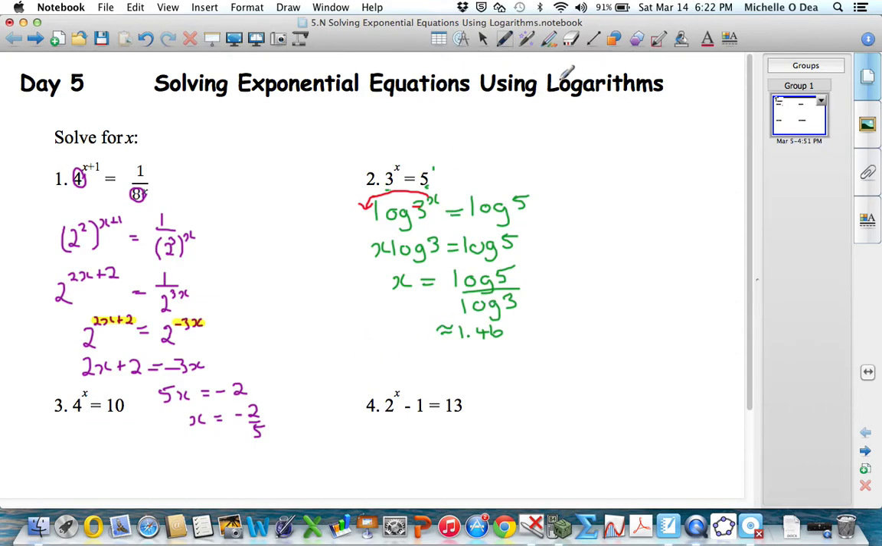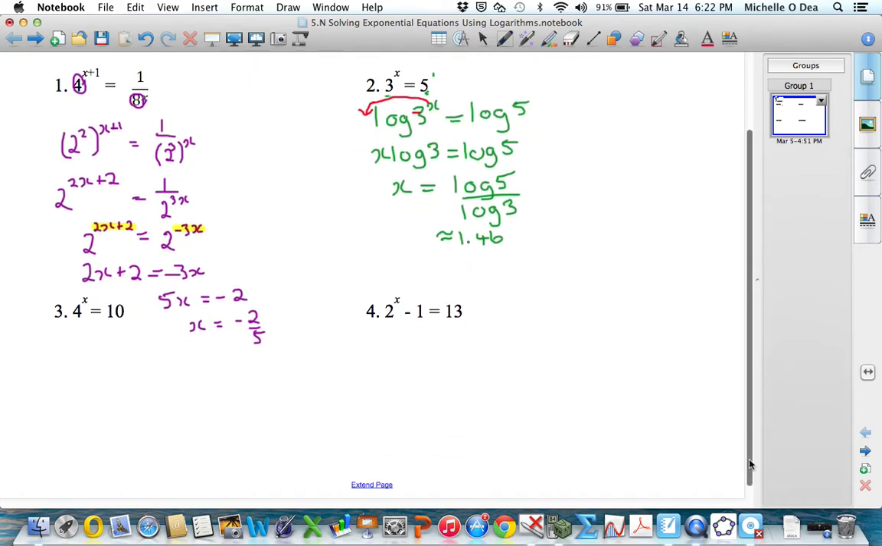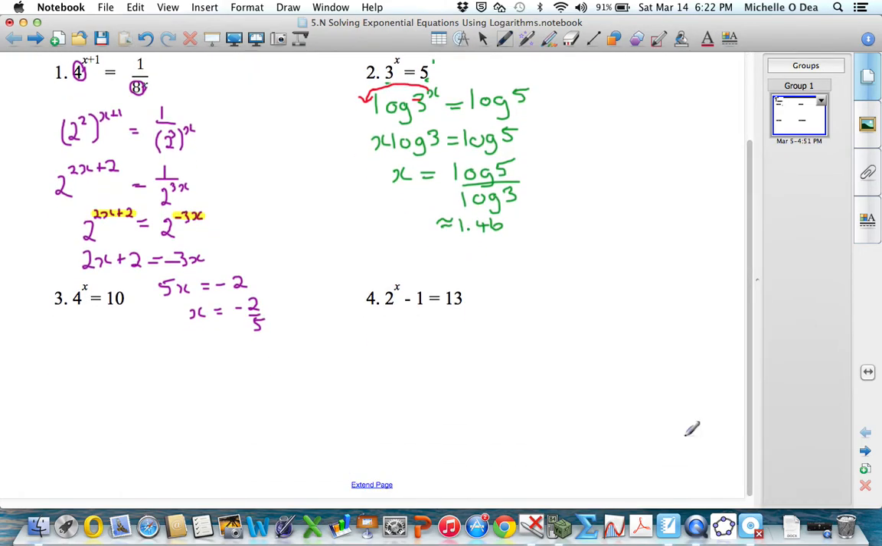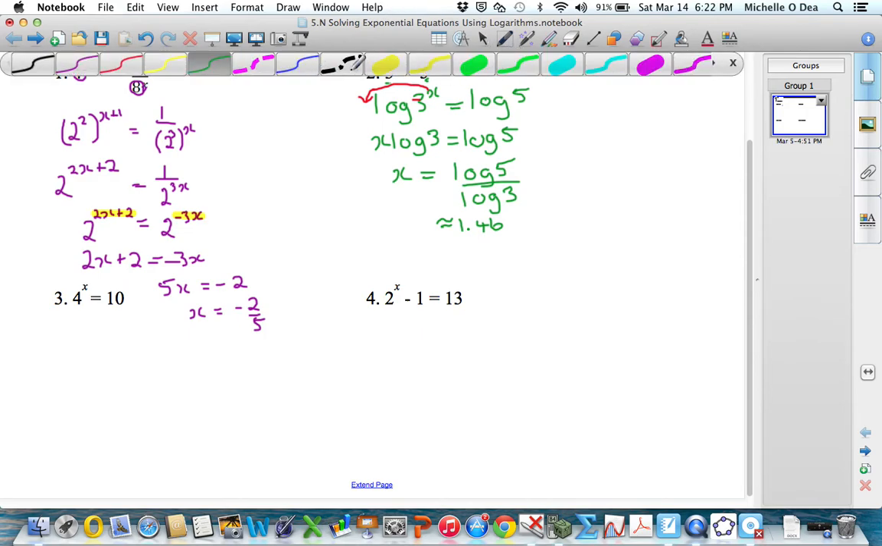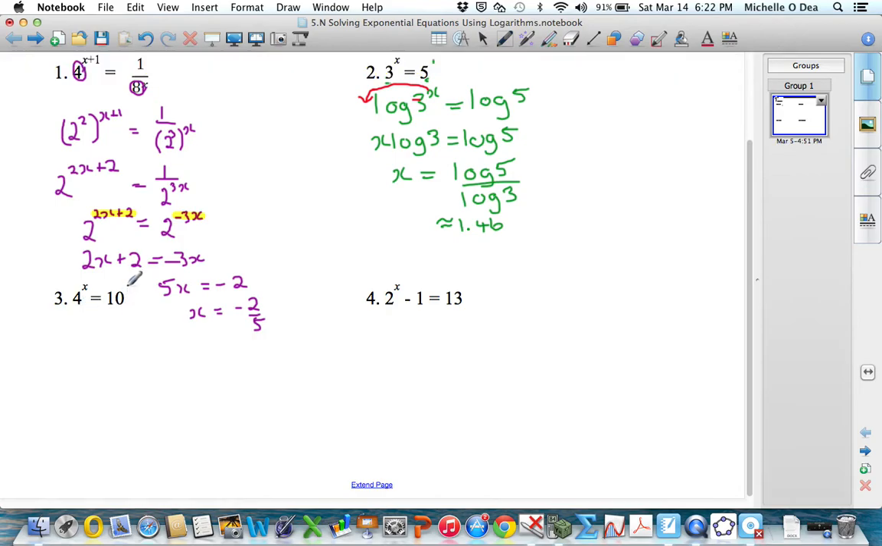All right, let's try another one then. We'll just move this down. So this is the same idea, number 3 here. If we look at the base, we have base 4, and remember, of course, that could be 10 to the power of 1. 4 cannot be written as 10 to the power of anything, and similarly 10 cannot be written as 4 to the power of anything. So we need to use the technique of taking the log of both sides.